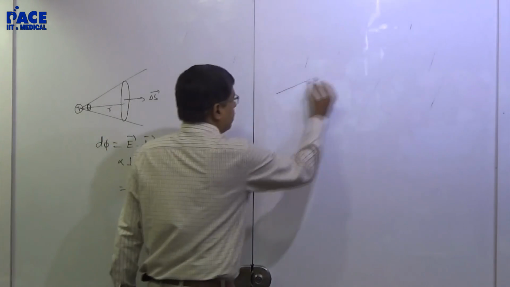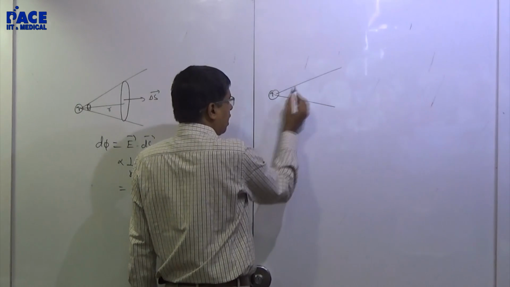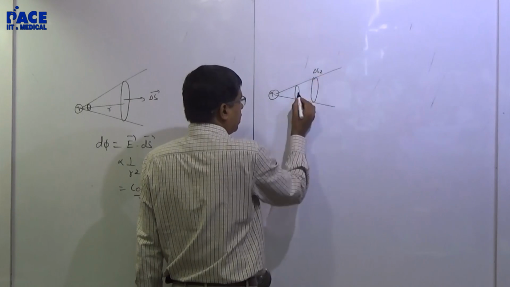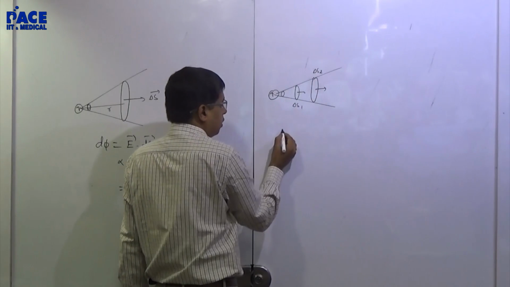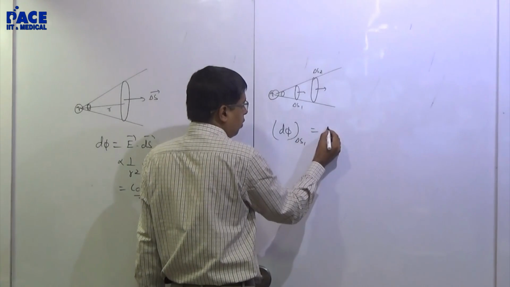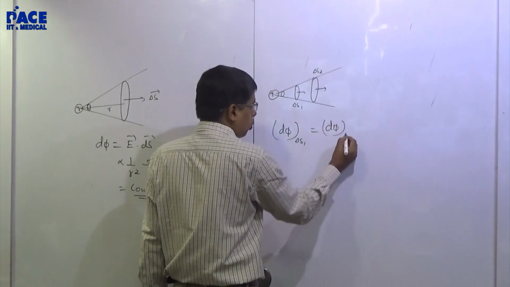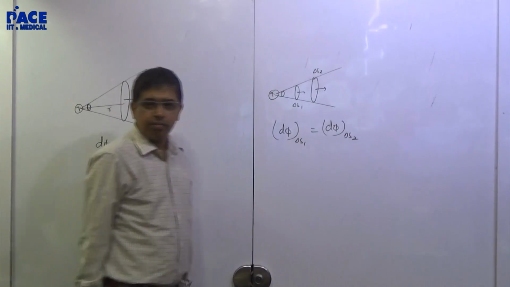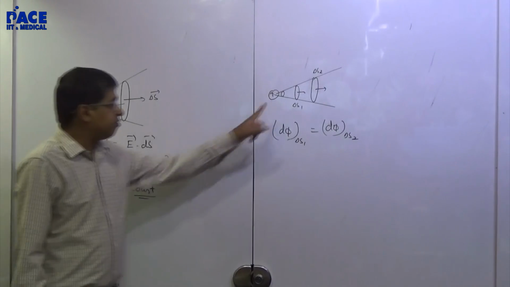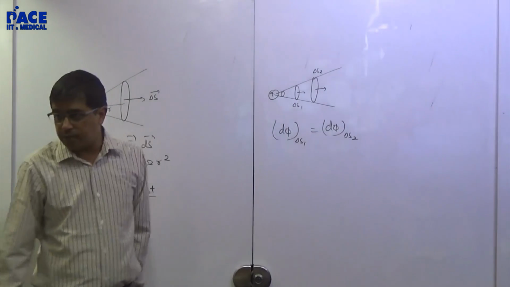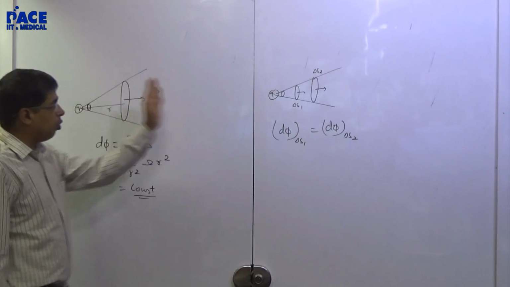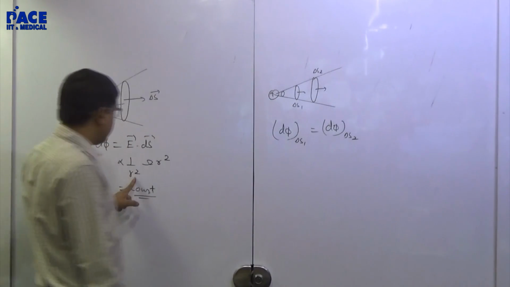What do you mean by that? Tomorrow I have a charge Q here, I have delta S1 here and delta S2 here. Now flux through delta S1 will be equal to flux through delta S2, as long as both of them are subtending the same solid angle. How is that magic happening? Flux is E dot ds. As I am moving away, undoubtedly R is increasing.